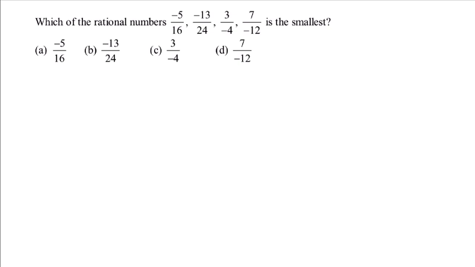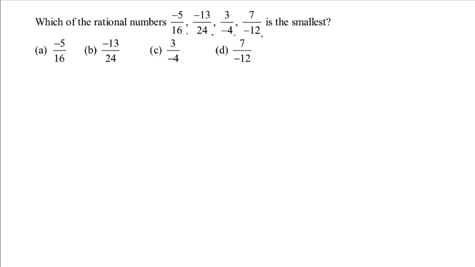Whenever you see this type of question where they are asking you to find the smallest or the greatest, or they're asking you to arrange in ascending or descending order, the best way is to make sure that the denominator is the same. In this case it's not the same. We have 16, 24, minus 4, minus 12. So what we will do here is make the denominator the same by finding the LCM, least common multiple, of these numbers. So we'll find the equivalent rational number of these given rational numbers.